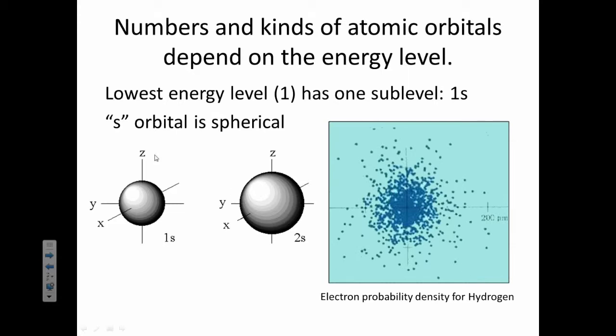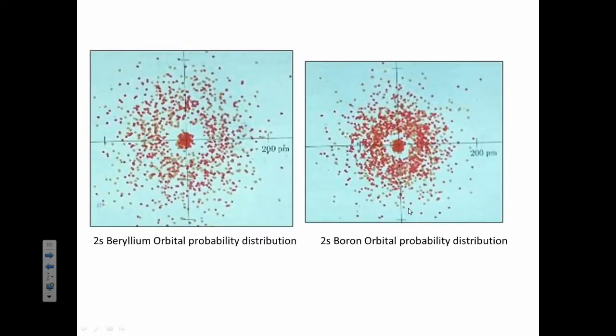So this is a picture showing an S orbital. And here would be, for hydrogen, the probability of where that 1 electron would be. So you can see it's more dense in the center. Beryllium has 4 electrons, and it has 2 electrons in the 2s, so you can see more probability clouds. Boron looks a little bit different because it has an extra proton, so it holds that second shell in a little bit closer.